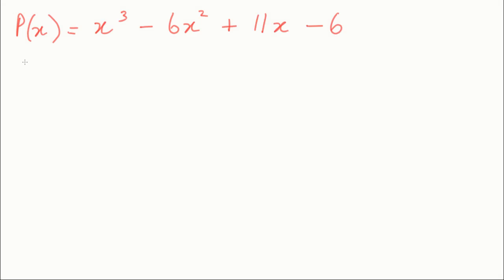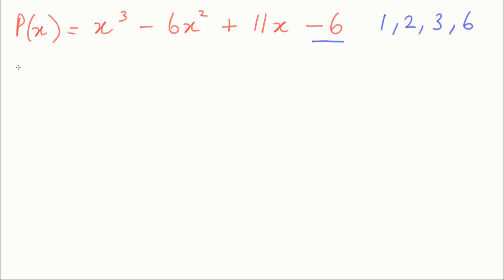In this lesson, I'm going to show you how to factorize this without doing long division. So the first step is to find the first factor, and to do that you need to look at this term at the end, and the factors of 6 are 1, 2 and 3, and 6 as well, and the negatives of those as well.